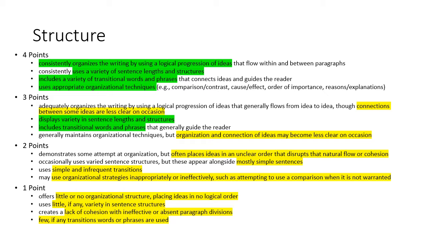For structure, again, if you did the outline, then you already have a very clear 5-paragraph structure with an introductory paragraph, a thesis, 3 support paragraphs, and a conclusion. If you didn't do the outline, then you're in danger of not getting a 3 or a 4 on structure, simply because it's very easy to get off topic or to meander and lose focus as you're writing your essay.